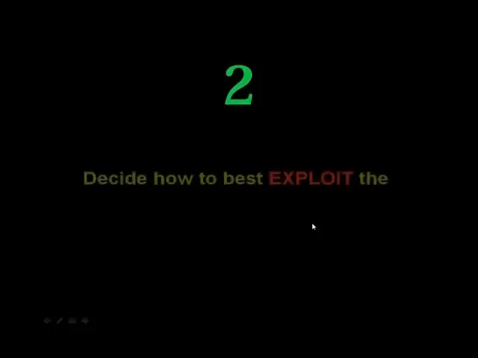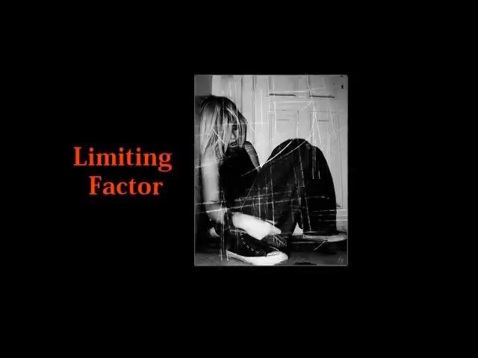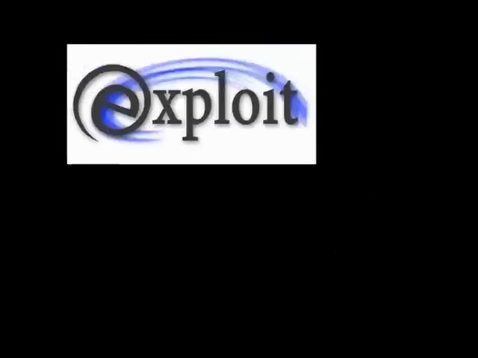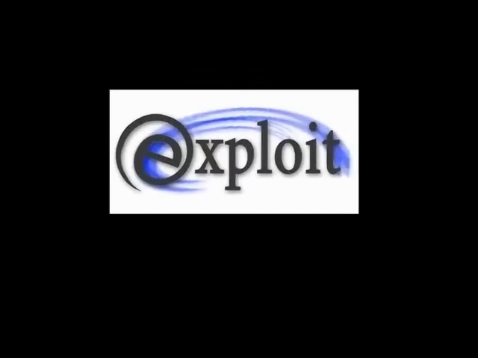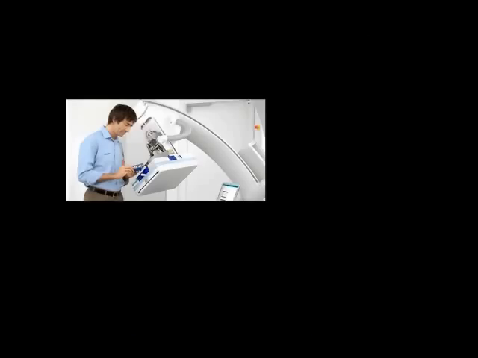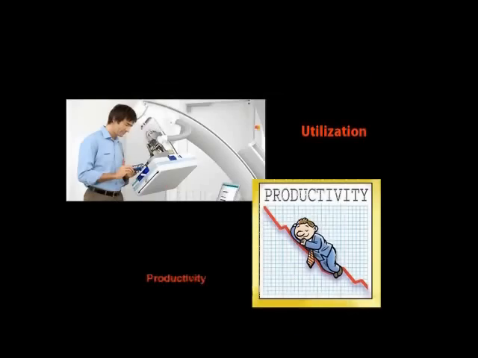Second part is decide how to best exploit the constraint. Since the output of the constraint is the limiting factor of the output of the whole system, our desire to exploit it translates to making sure that we are squeezing the most we can out of it. Utilization and productivity of the constraint must be maximized.